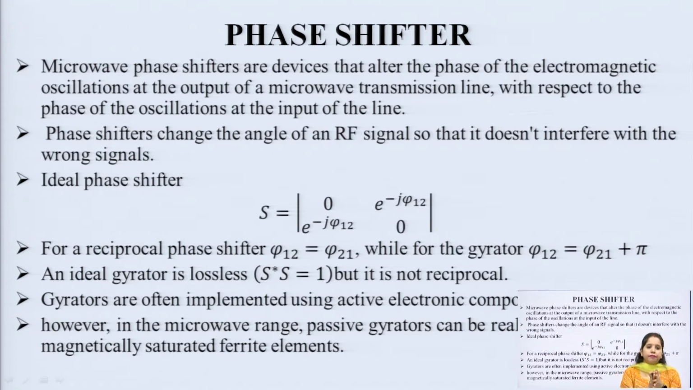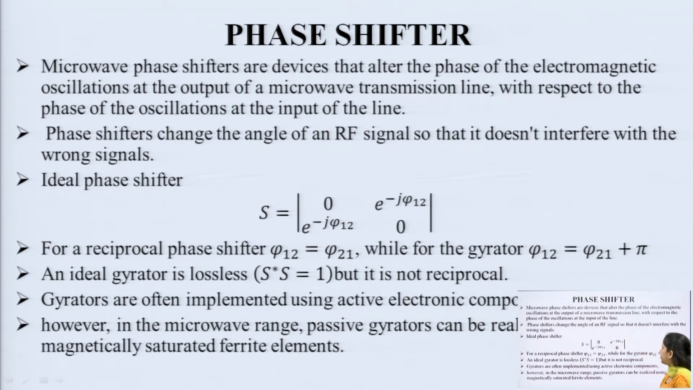The point at which we have the same phase, in that case the signal is received, and whenever there is an opposite phase, in that case the signal is not received. So, the phase shifter plays a very important role if somewhere we want to have a different phase. The phase shifter alters the phase of the electromagnetic signals which are coming out. The phase shifter changes the angle of an RF signal so that it does not interfere with the wrong signals. So, basically it is used for this.